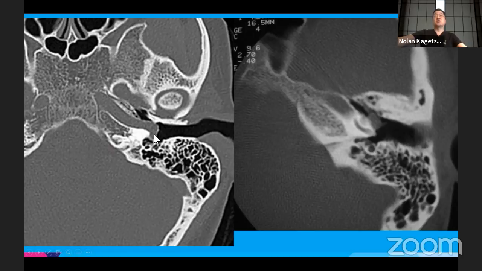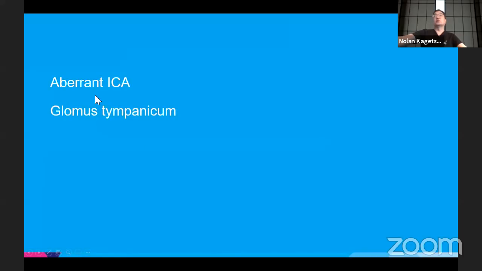I've seen patients like this that have had a biopsy, and then we've actually had to sacrifice or occlude the carotid artery to keep things from getting even worse. So those are two entities. One's just a glomus tympanicum tumor, and one's the aberrant ICA.